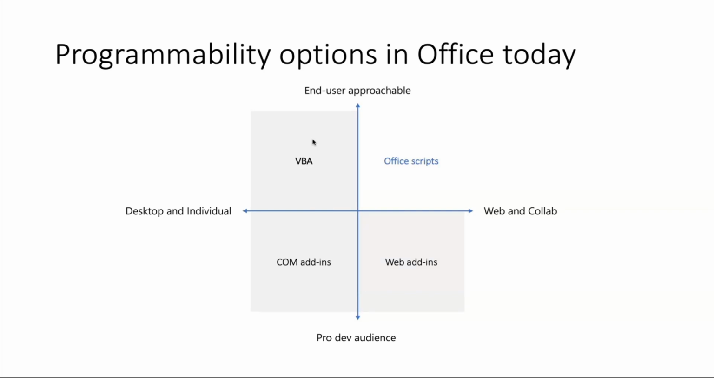In the top left quadrant, we have something like VBA today. It's bound to the desktop, it's somewhat end user approachable. And what we're trying to do with Office Scripts is fill that quadrant in the top right. So we have something that's alive with collaboration, it's focused on the web, and it's really end user approachable. So anyone in your organization can start scripting.